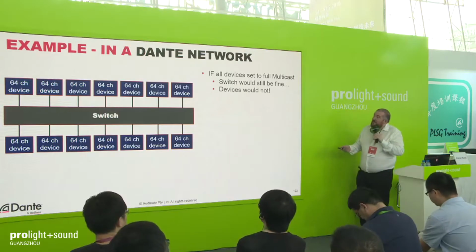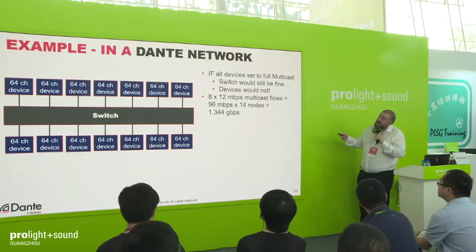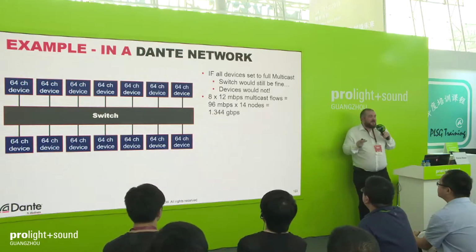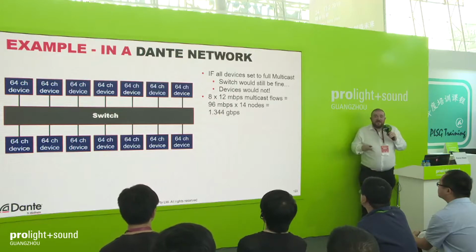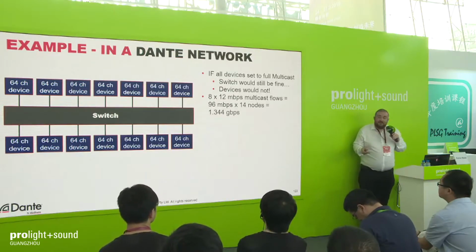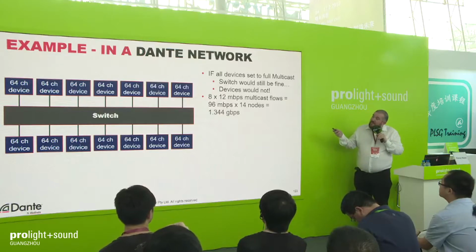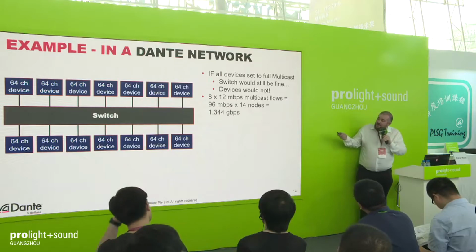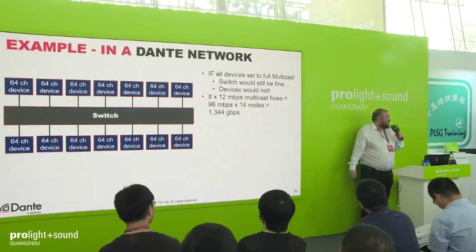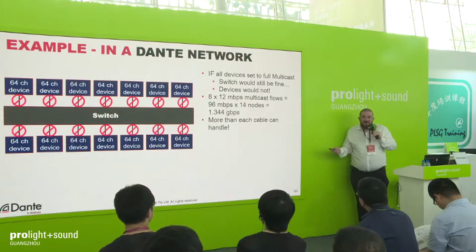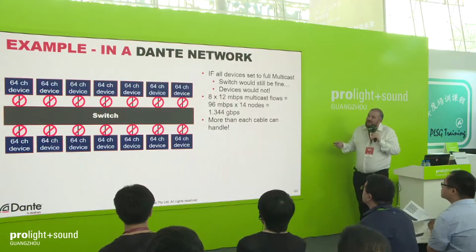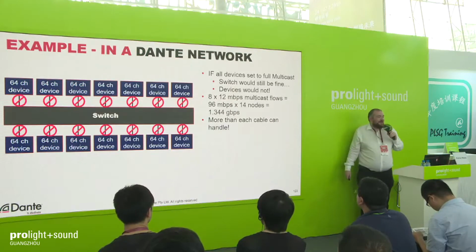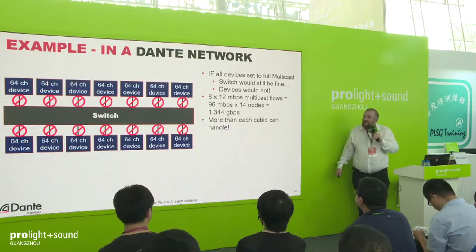We're great. The devices aren't going to be very happy, because if we sent 8 12-megabit-per-second multicast flows, that would be 8 channels times 8 is 64. Each of those channels would be 12 megabits per second, and we do that by 14 nodes. The actual bandwidth we're using drops to only 1.3 gigabits per second. But if we don't manage the multicast, we're sending more than a gigabit per second back to every single one of these devices, and we end up with a complete jam happening because we just don't have the bandwidth capacity.